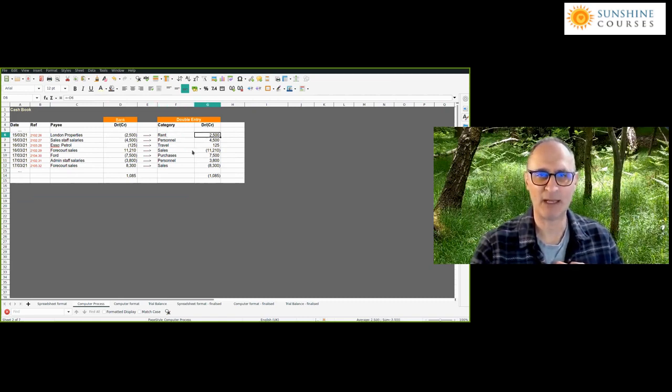It posts it directly. The next entry on the 16th of March is sales staff salaries. We pay all of the staff £4,500. And immediately you enter it to the cash book. Straight away, it goes to the double entry of personnel. We credit bank, debit personnel.